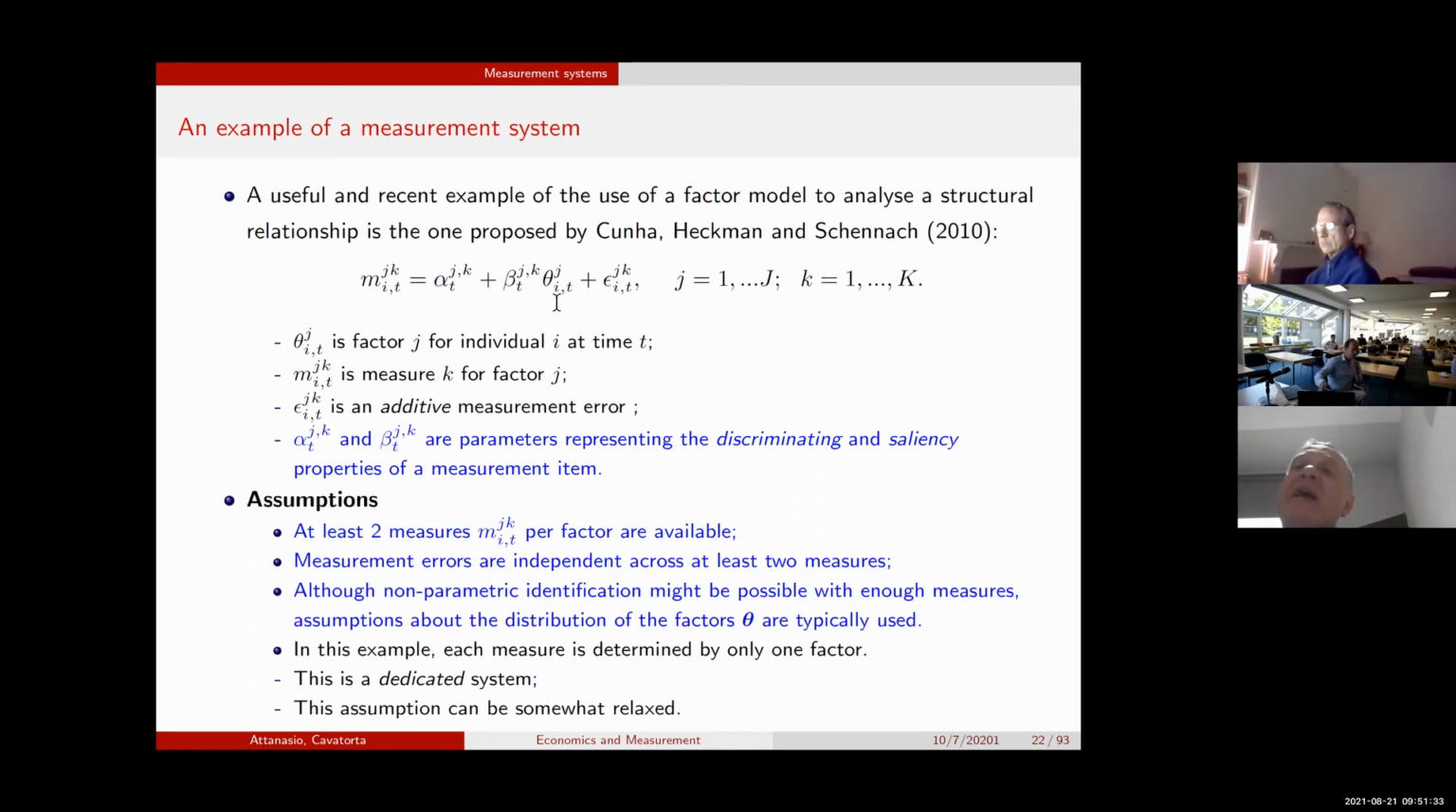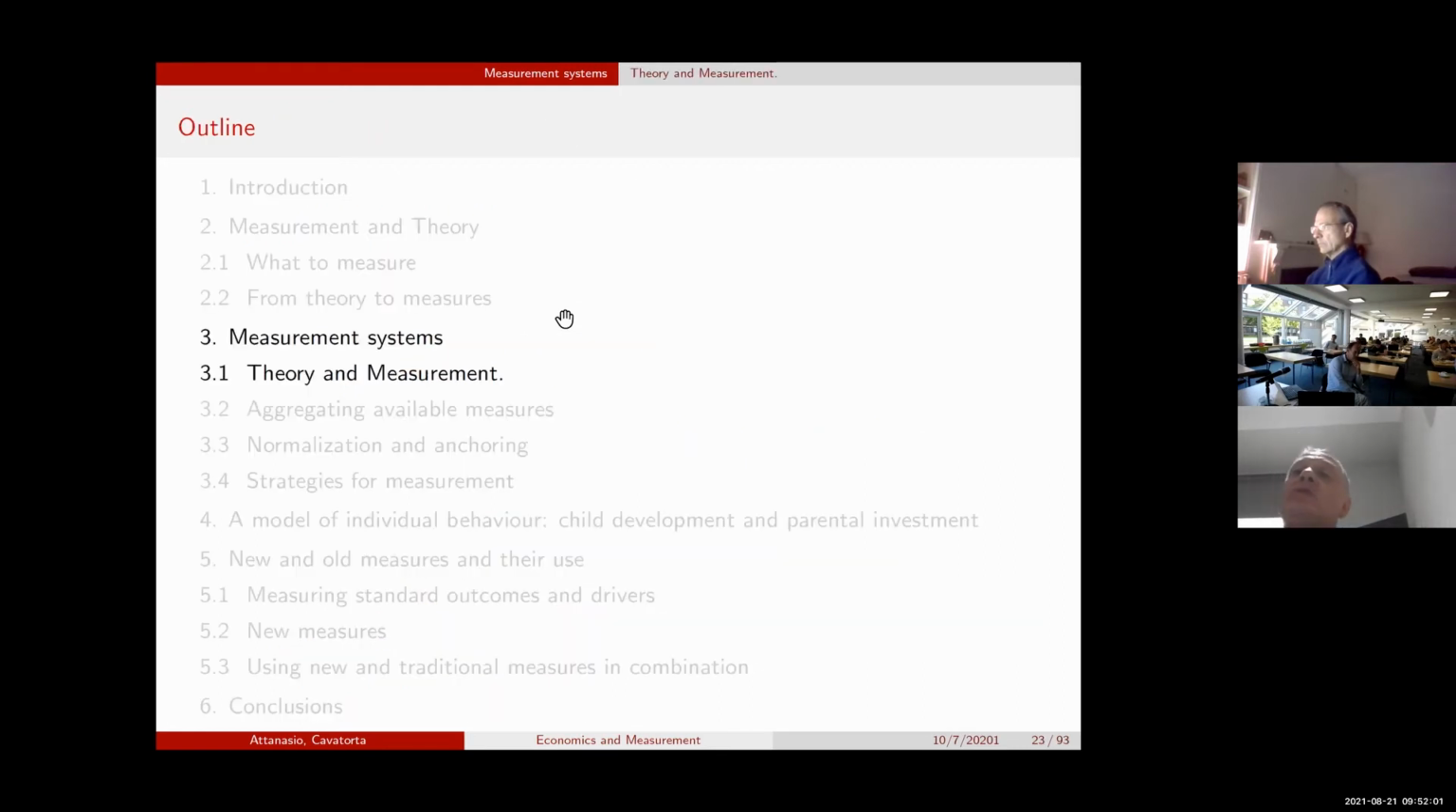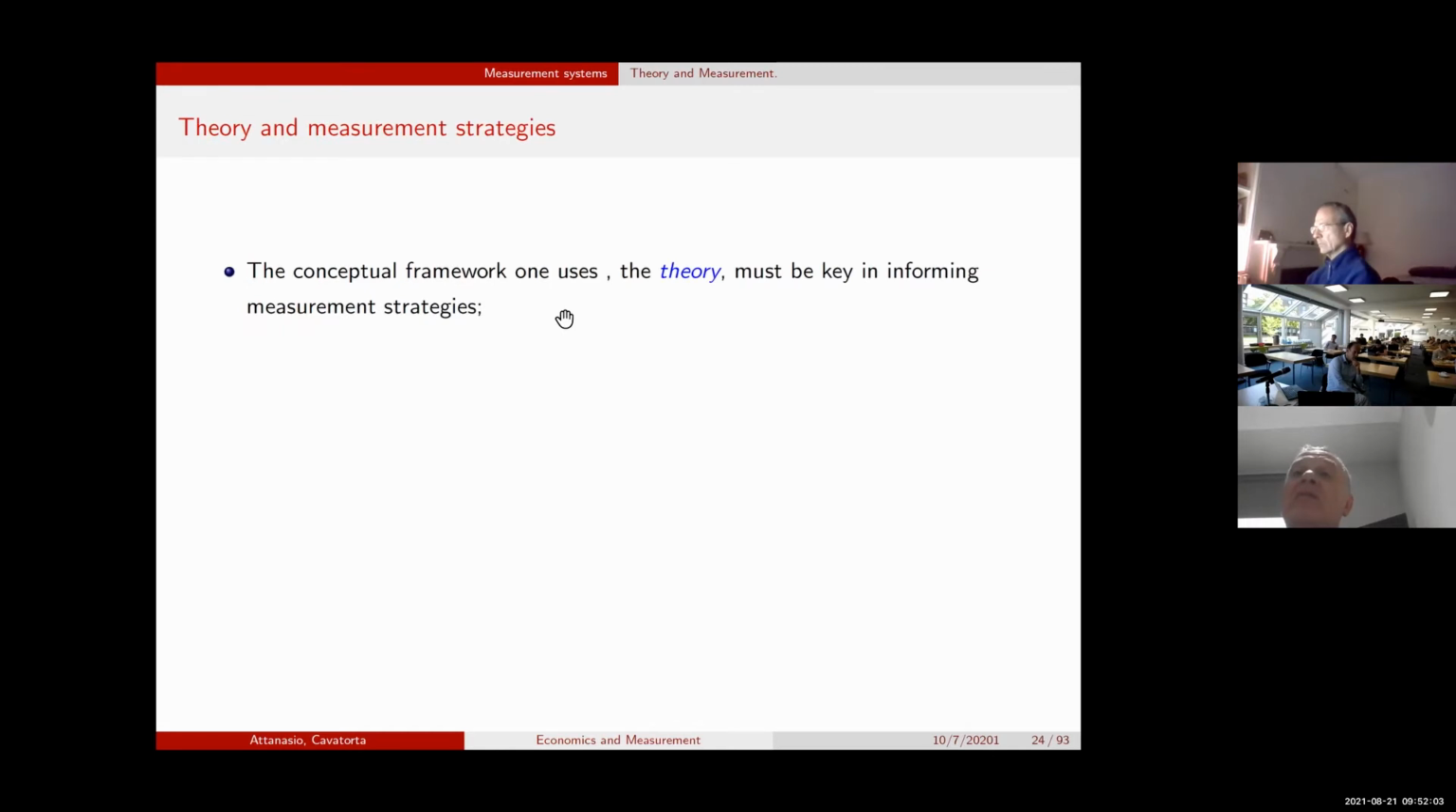In this specific example, this is what we call a dedicated system where a factor maps into a measure. It's a unique factor that maps into a measure. You can have more complex models in which there are several factors that map into a single measure. However, you still need some restrictions, some exclusion restrictions, for identifiability.